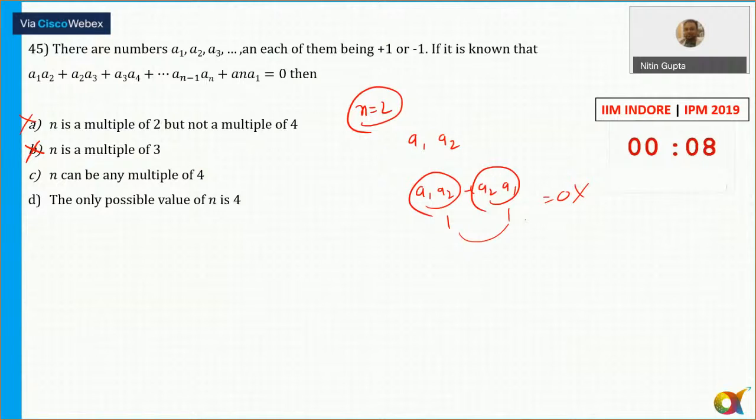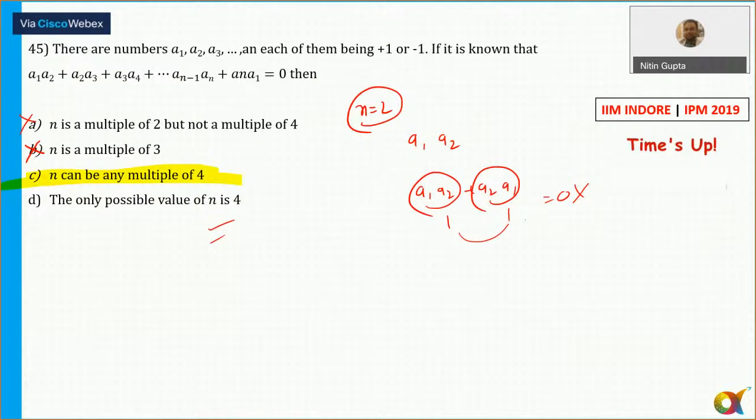That is also wrong. n can be an even number, but it has to be a multiple of 4. So the answer is C, that n can be any multiple of 4. So that's the correct option. Now tell me if there are any doubts to anyone now.